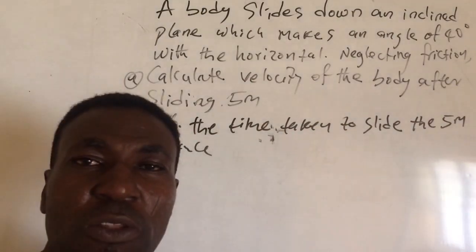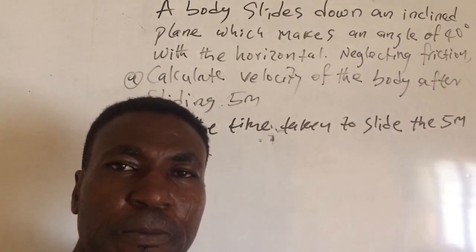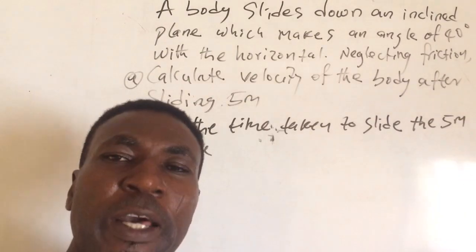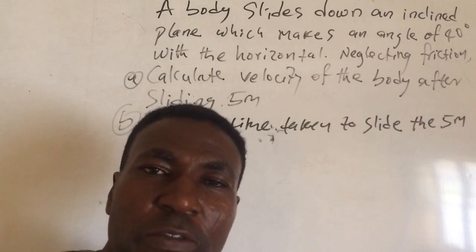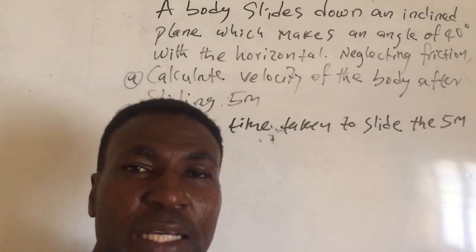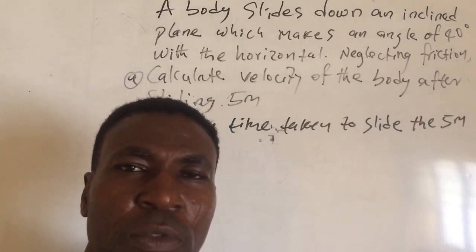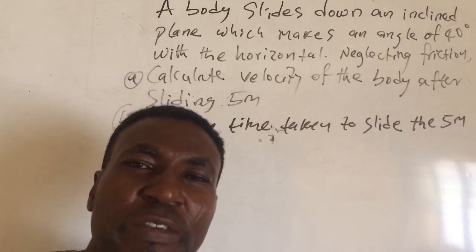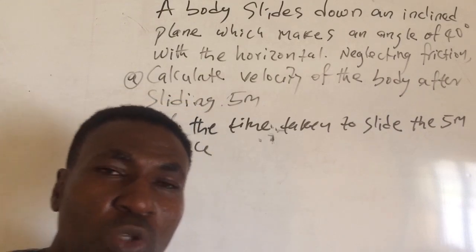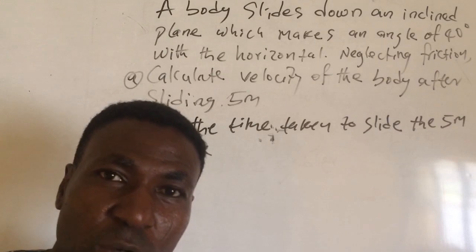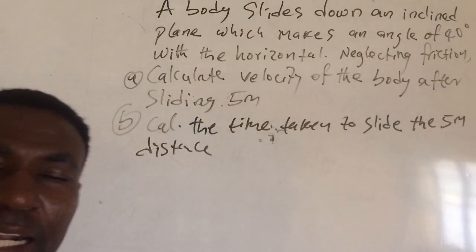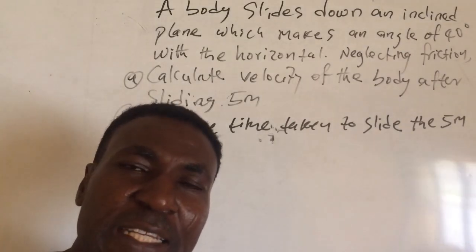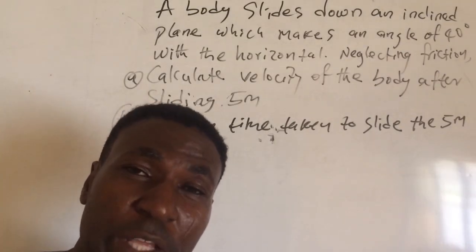So this calculation would normally involve friction, but the question says we should neglect friction, so we will neglect those friction parameters. Okay, so now the question only asks us for the velocity. The object is inclined, so if it's sliding, then gravity will help it to slide.